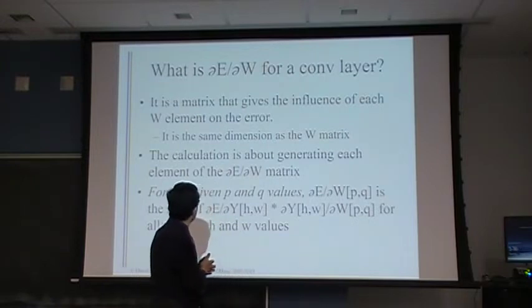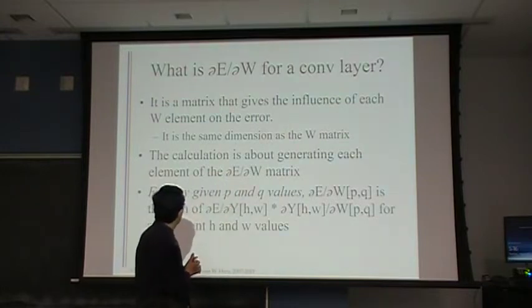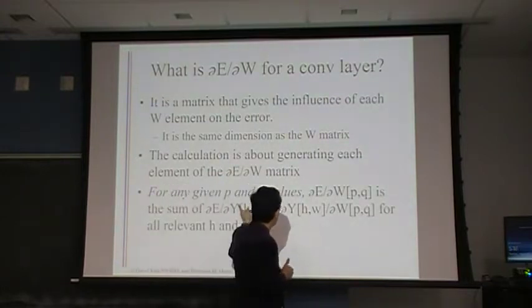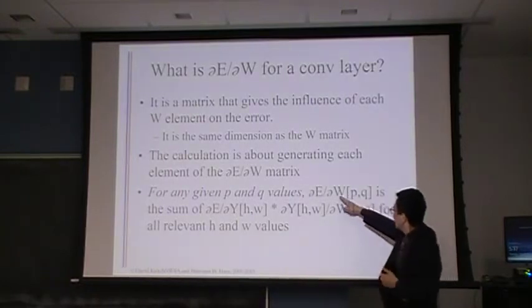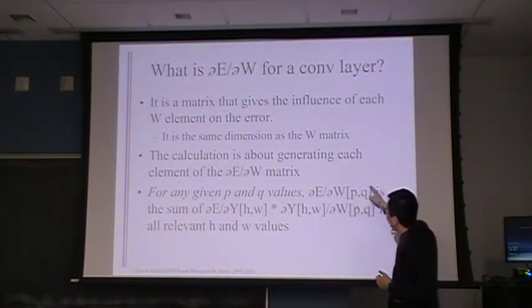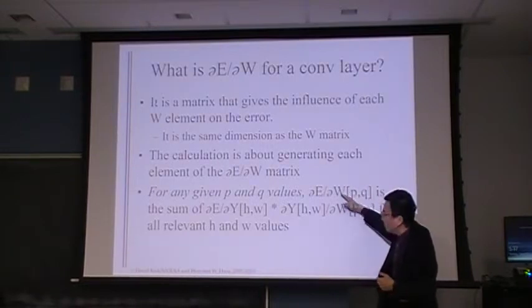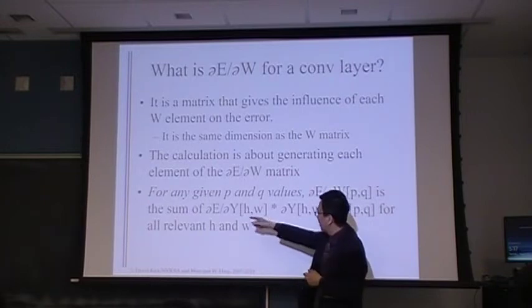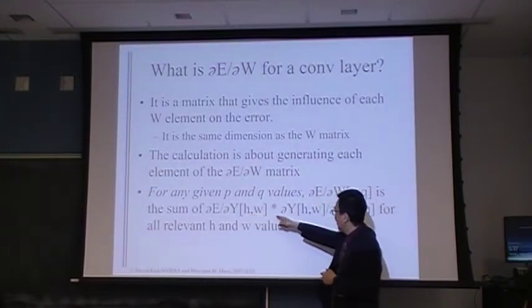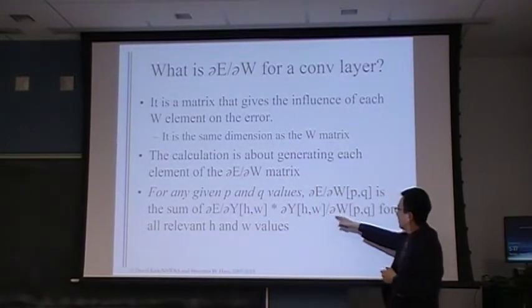Okay. So the calculation is about generating each element of the delta E, delta W matrix, and for any given P and Q values, delta E, delta W, PQ. This is given any one filter, within a filter, is then the sum of delta E, delta Y times delta Y, delta W.